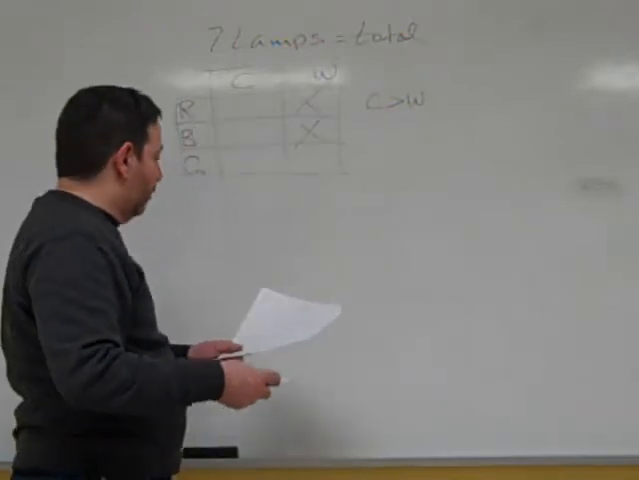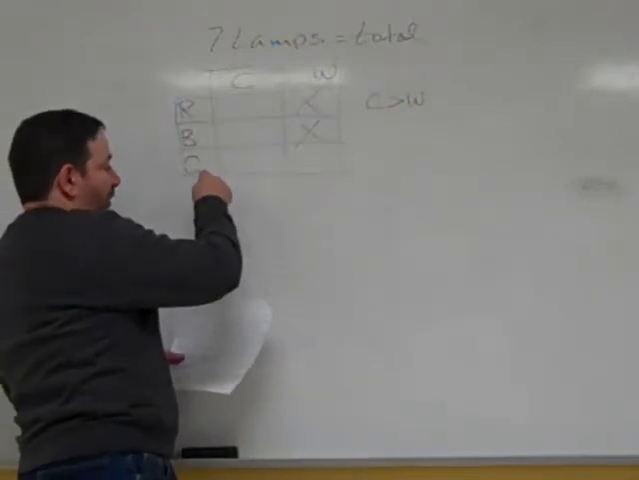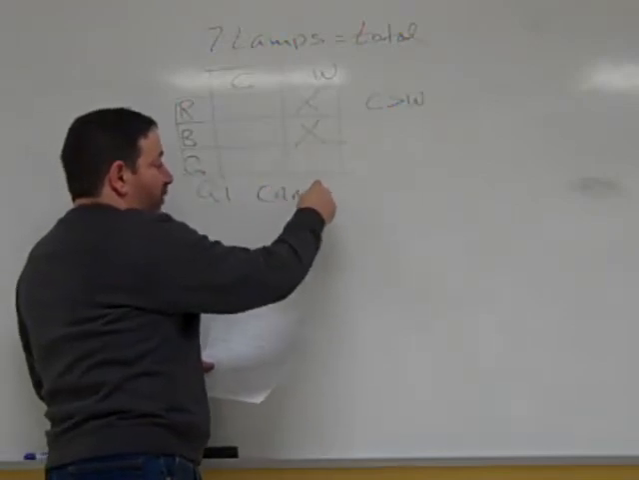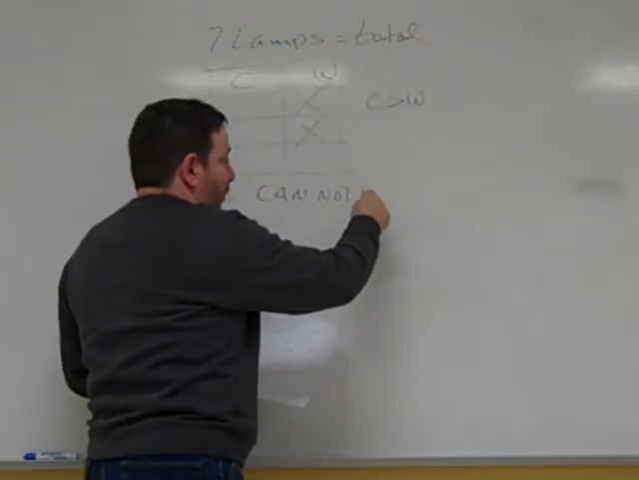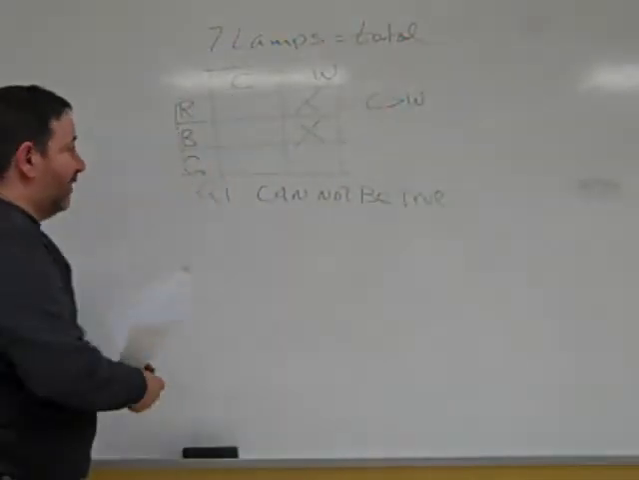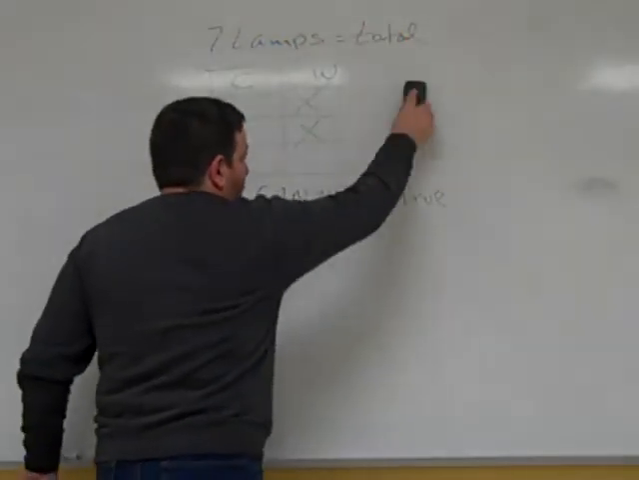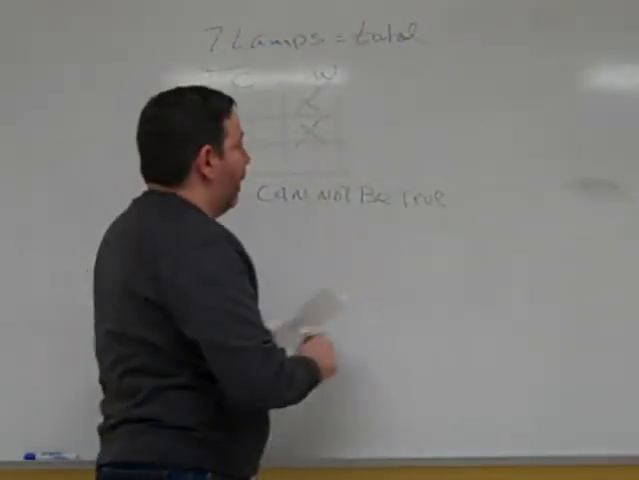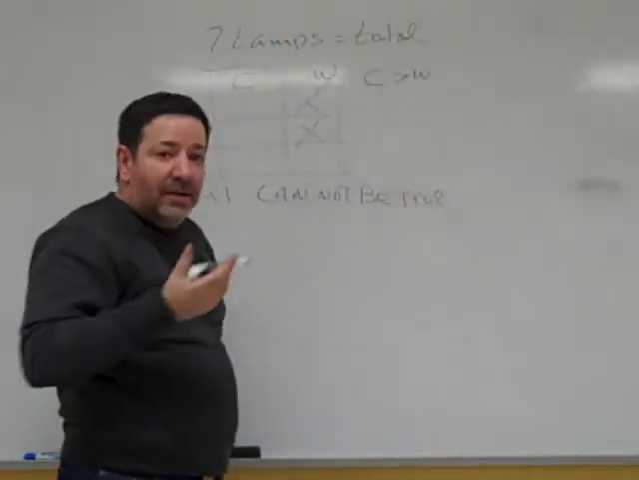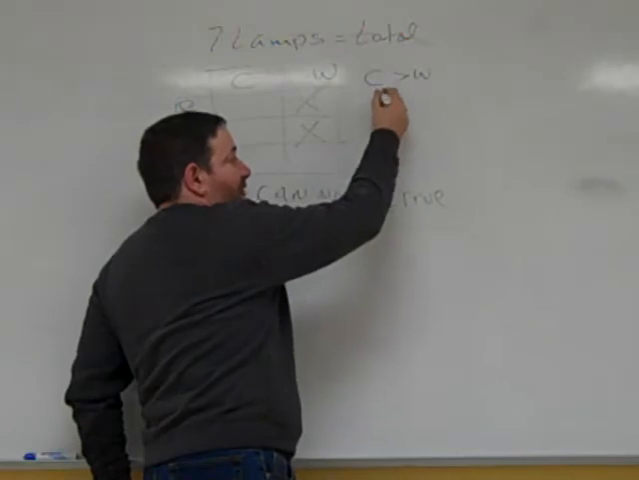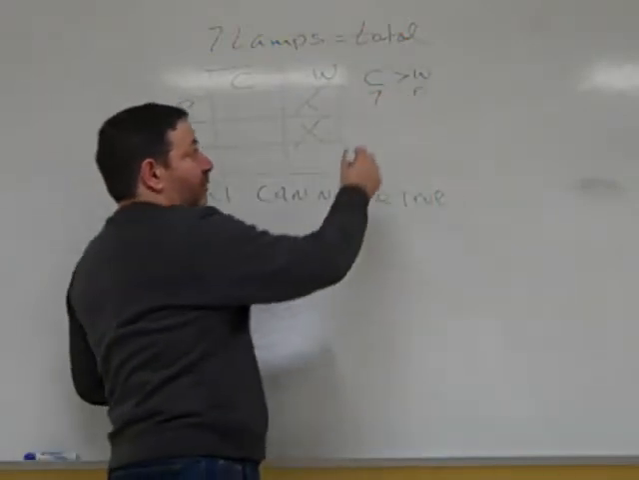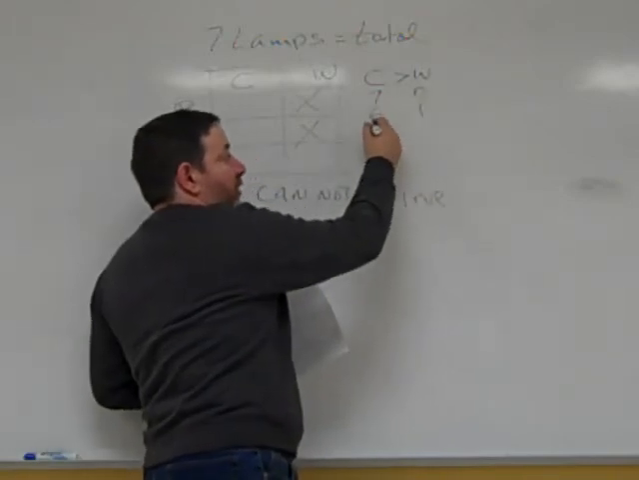Now, we'll do a couple of questions. Question 1 says, which cannot be true? Now, I do want to say one other thing. What exactly does C bigger than W mean? Well, it means that if you have 7 ceramic, you have no wood. If you have 6 ceramics, you have 1 wood.